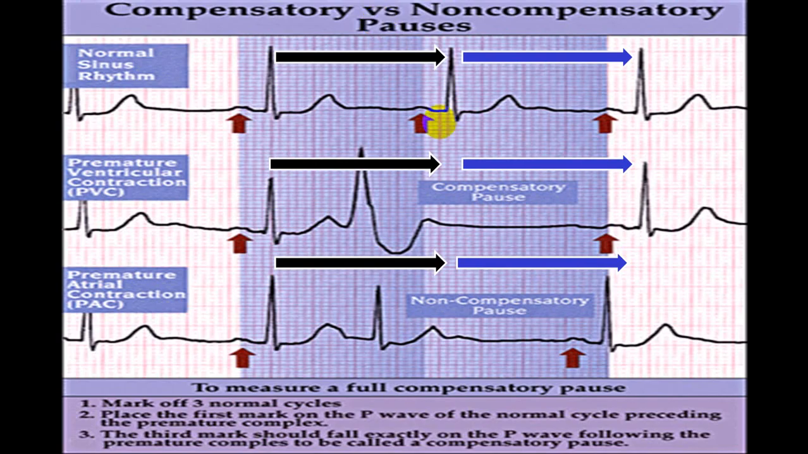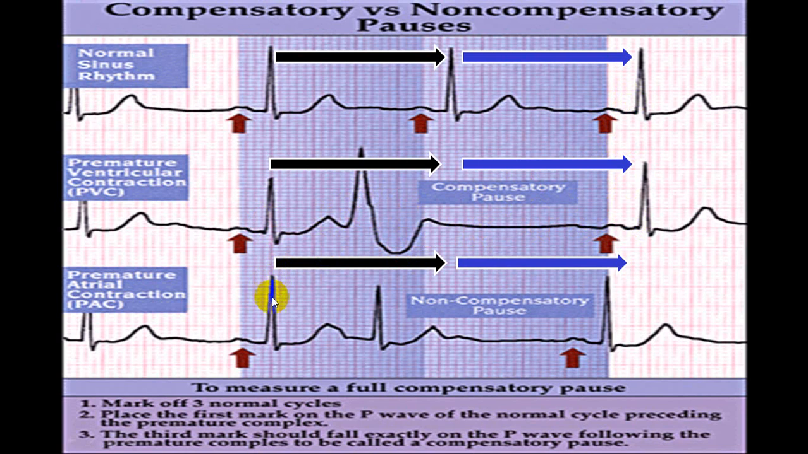This is a diagram to explain that the compensatory pause can be full or incomplete. Now you can see here, this is a normal sinus rhythm. This is an RR interval and this is an RR interval. Both are the same. Now if you see when you get a ventricular premature beat, this is a normal QRS complex, that is a normal sinus beat. Then you got this premature beat, followed by a pause, and you are getting a second beat which is coming at the identical time, which is the expected time. So this is a complete compensatory pause.